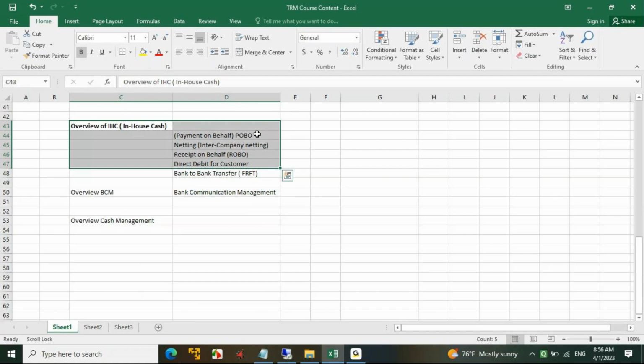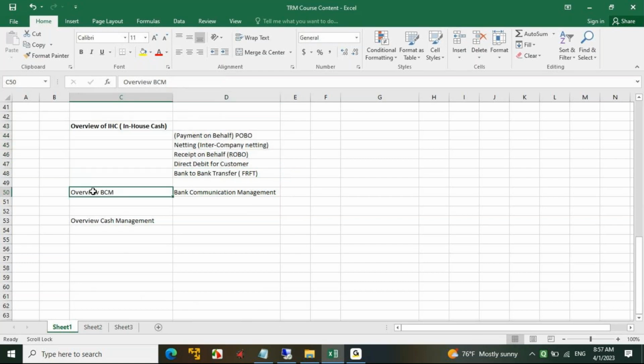Ideally there are 3 or 4 scenarios: payment on behalf of, intercompany netting, receipt on behalf of, and direct debit. These are the various scenarios we'll discuss in detail. And BCM, bank communication management, is one of the important things. This is all the overview session and overview of cash management. In the overview, I'll configure it in the system and show you how it works. Only the end-to-end in-house cash configuration I may not be able to do, because it requires a system that is capable, and a lot of configuration is required from a basis consultant and ABAP consultant. So I may not be able to show you, but the overview would be very fine.